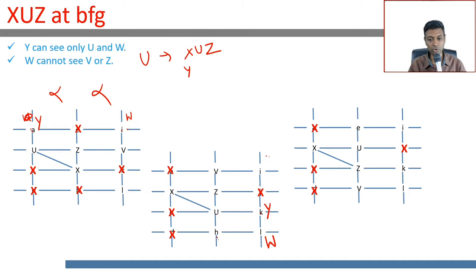ZV, XU, UZV like this, X like this, Y here, W here. Y can see only U and W. UZV on a straight line. X can see only Z and U. W cannot see V or Z. So this works. We have a winner.